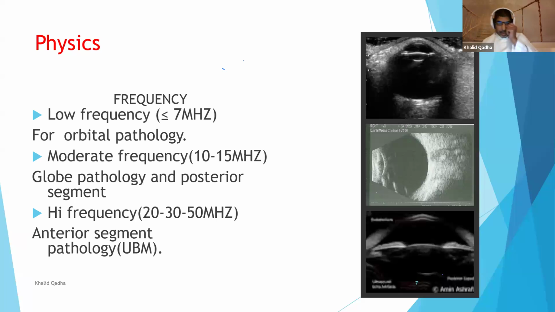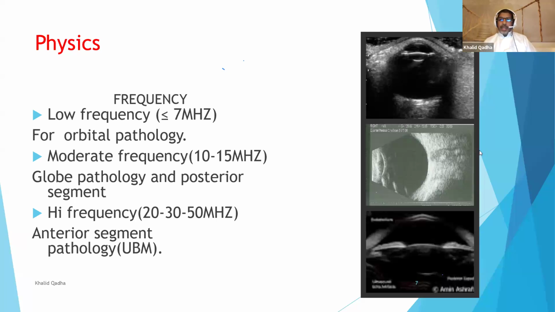We'll talk a little bit about some physics, like the frequency. We have this low frequency, which is lower than 7 megahertz. Usually that will be used for most of the body. But when you use it in the eye, as you see here, even the lid, you can see it. You can see the whole anterior segment, the lens, and then also you can see the posterior.